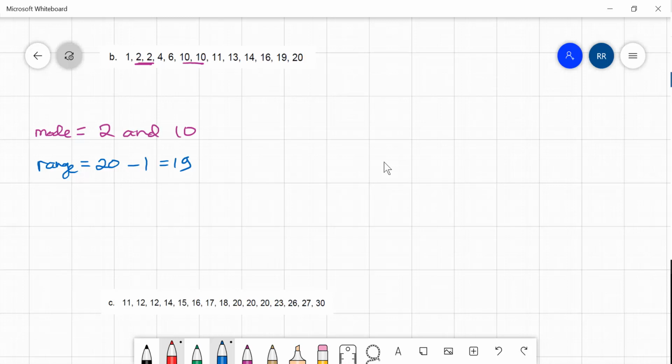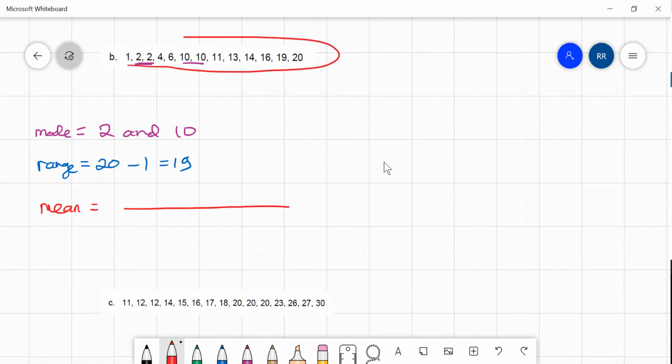And the next one, we can calculate the mean. I'm going to write down mean here. I'm not going to calculate this for you, I'm just going to show you how to calculate it yourself. Remember that mean is the same thing as average, which most people say. It's just adding all of the values in here, and then dividing that by the number of data that you have.